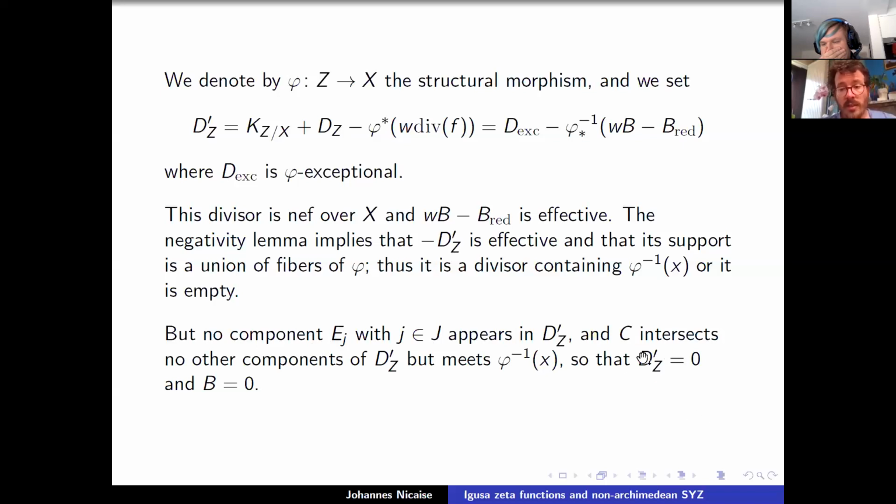Now, saying that dz prime is equal to 0 means in particular that WB must be equal to B red. But by definition of B, that's only possible if B is actually equal to 0. This divisor is effective. So the only way that these two can be equal to each other, by definition of the component B, is when B is actually equal to 0.